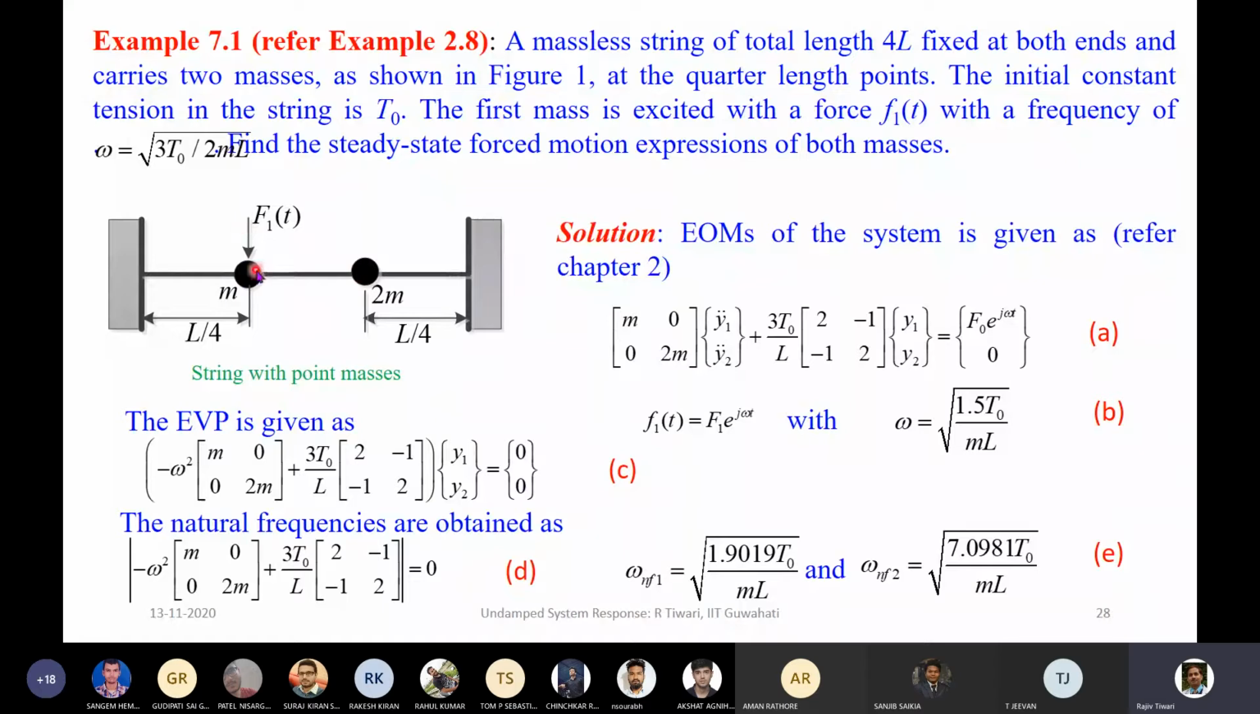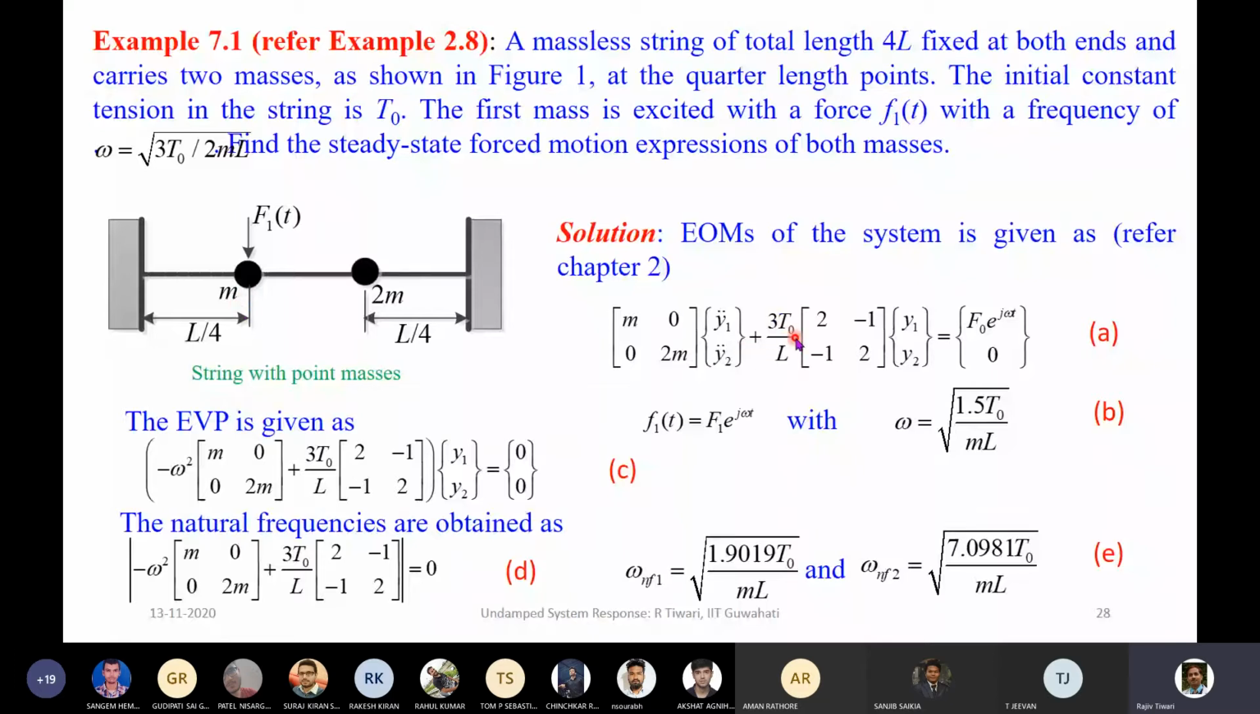Because of this force, not only this mass will have some vibration, but this one also will have vibration because this is a coupled system. So what is the amplitude of those responses we need to find out. There is no damping in the system, so there will be no phase difference between the force and the response. Earlier, in chapter 2, we derived the equation of motion for this, where y1 and y2 are the displacements of the first mass and the second mass in the transverse direction.